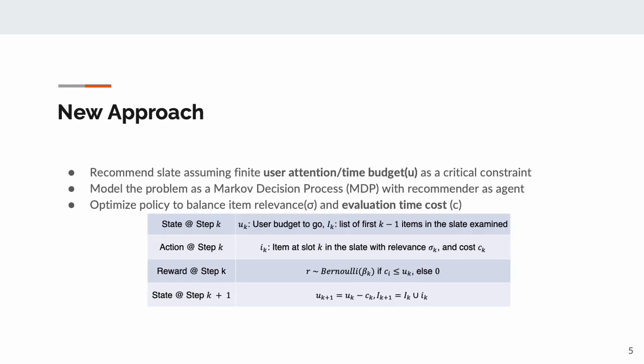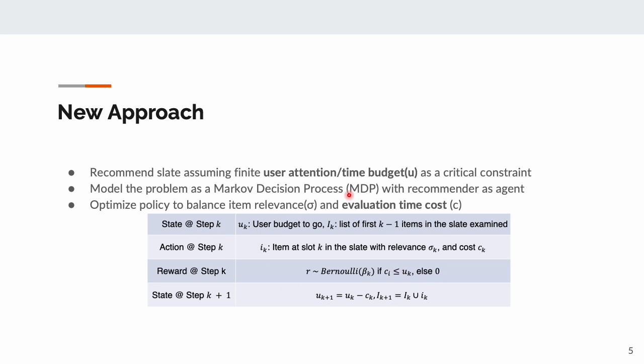In this paper, we introduce a new approach to recommend slates, assuming finite user attention or time budget. We model the problem as a Markov decision process where we optimize the slate configuration by balancing item relevance as well as evaluation time cost.